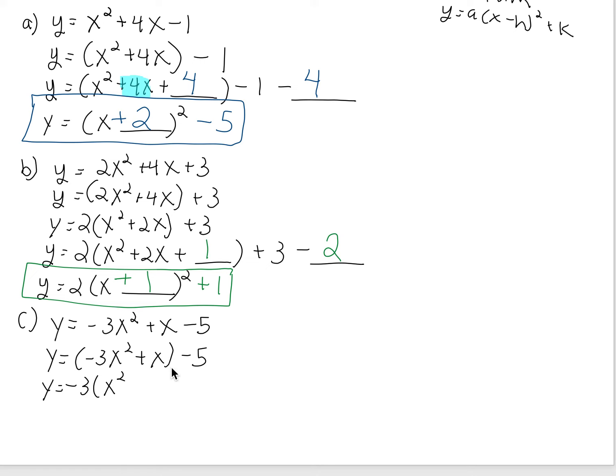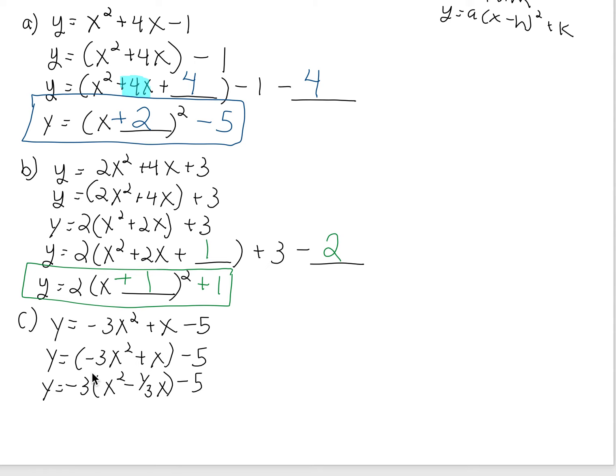Now what makes this challenging is this negative 3 does not divide equally into a positive 1. That's okay. You can use fractions. Fractions are our friends. We love them. So if I take this positive 1x and divide it by a negative 3, I get a negative 1/3 x. So that's what's going to be in my parentheses here.